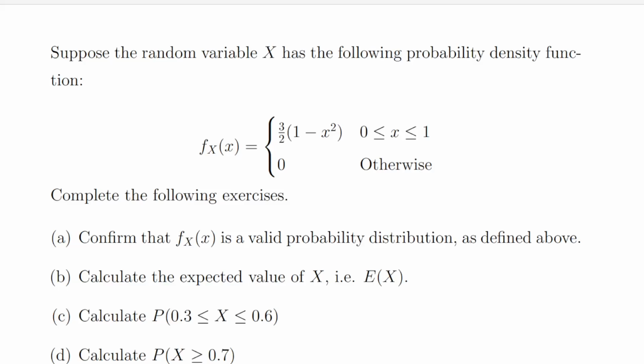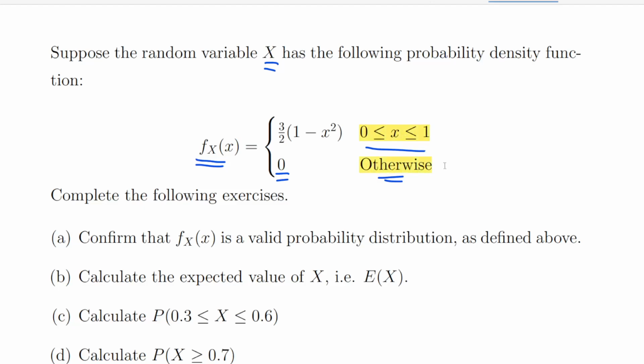Okay, in this presentation we are going to look at a continuous random variable. Suppose the random variable X has the following probability distribution. Here we have the notation for the probability distribution, small f with a subscript of capital X to denote that it is connected to the random variable X. So f of x equals 3 over 2 times 1 minus x squared, where x is between 0 and 1 and 0 otherwise. This is the key interval of values for x that we're interested in.